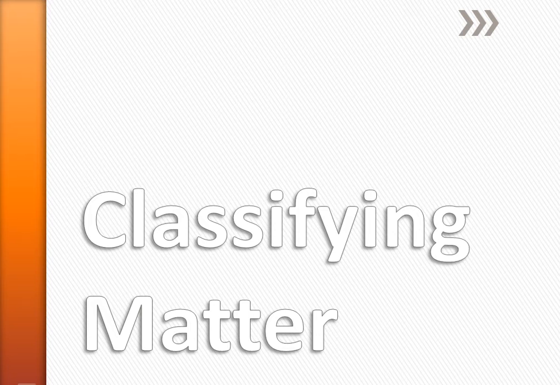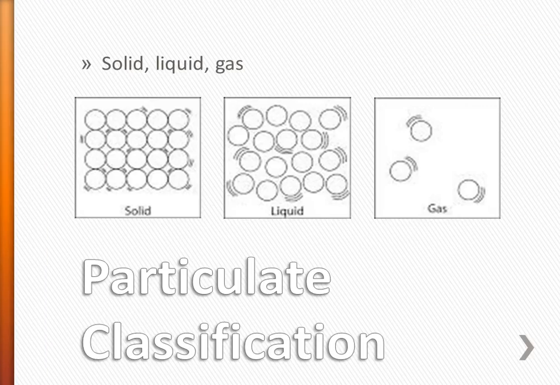But first things first here, let's spend a little bit of time talking about using the particulate theory of matter in order to define the types of matter. There are solids, liquids, and gases. Okay, solids, the molecules are very close together. Liquids, they're a little further apart. And gases, they're very far apart.